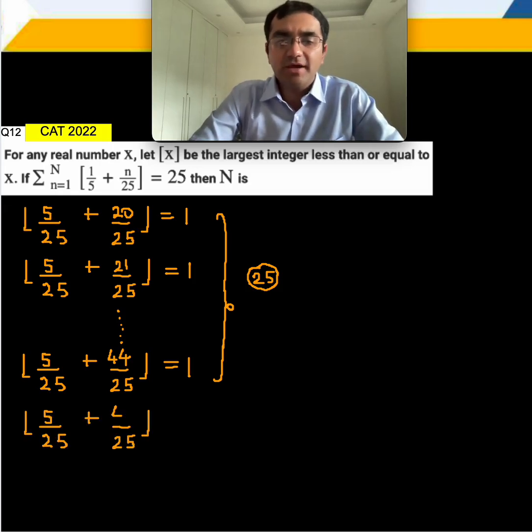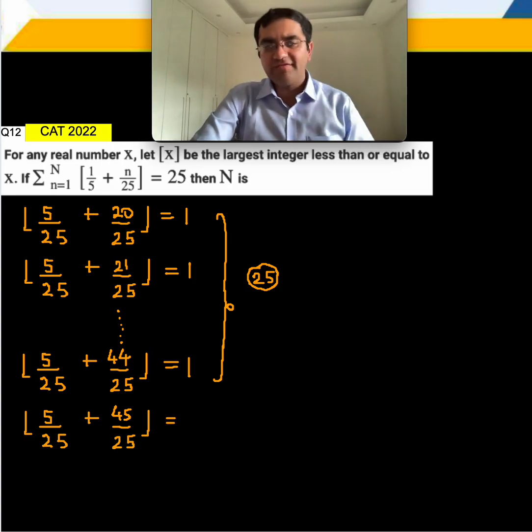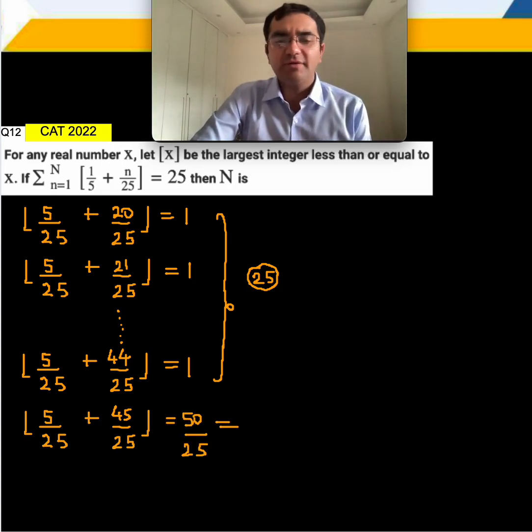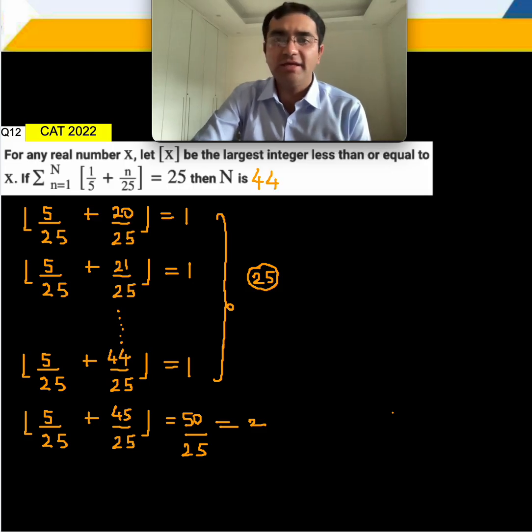And इसके next step क्या होगा? 45/25, that will become 50/25, that will become a 2. But उससे पहले answer आ चुका है. The answer is 44. N equal to 44.